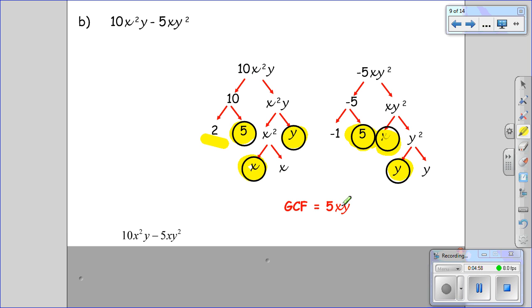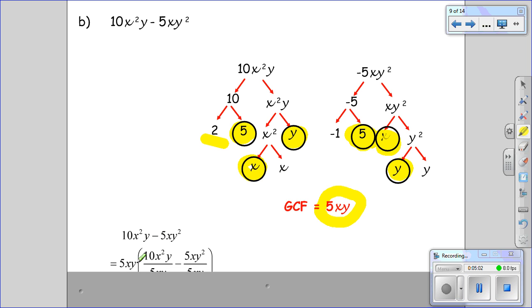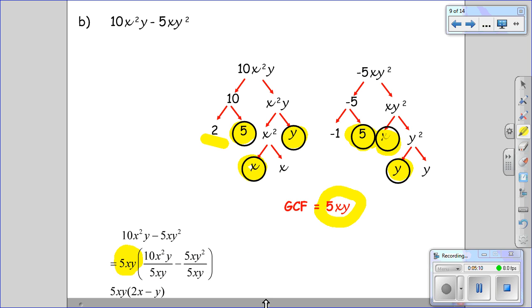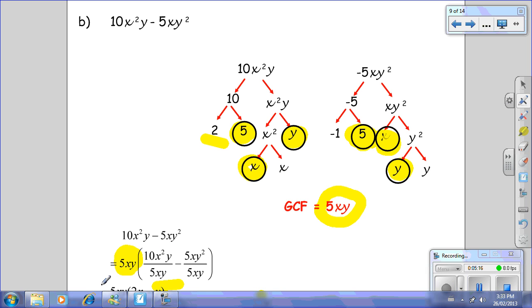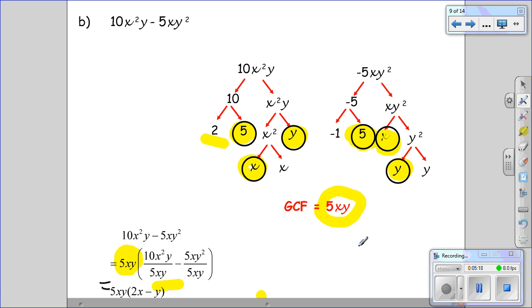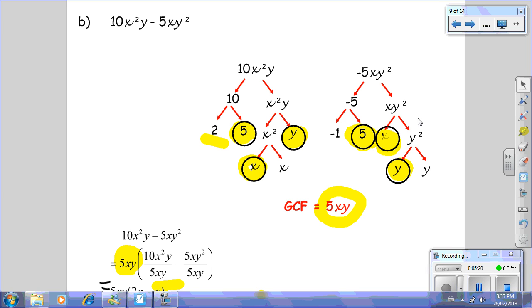My first step is then to take this 5xy, and it's going to become the first term in my factored polynomial. And then I have to take each term in the original polynomial and divide it by 5xy. Oh, and I forgot my equal signs, it looks like, in the note. There should be an equal sign there. Okay.